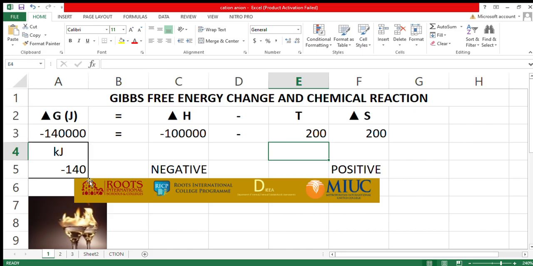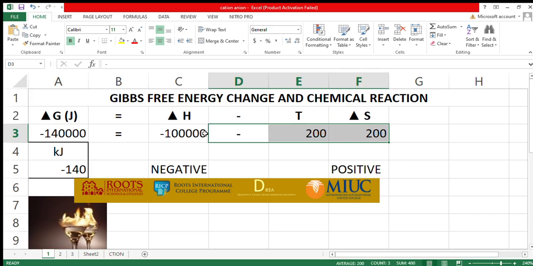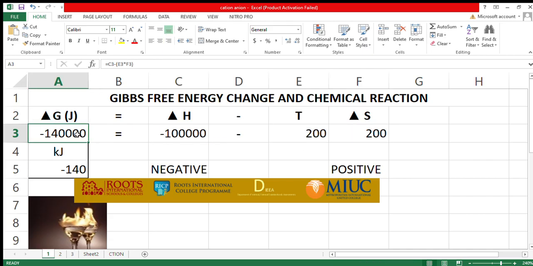So please remember, such type of chemical reactions are very feasible because the first value is negative and the change in entropy is positive, as we can see. So this value is also going to be negative, so negative added to negative, the final answer is going to be negative.